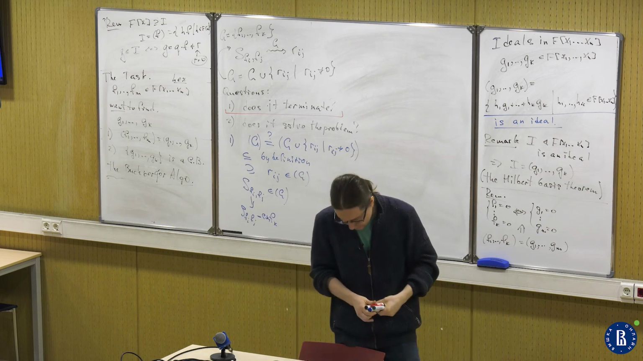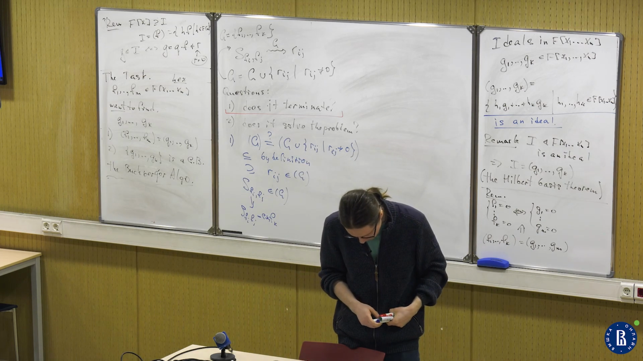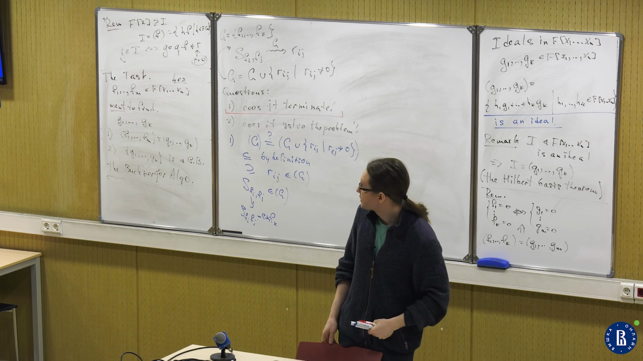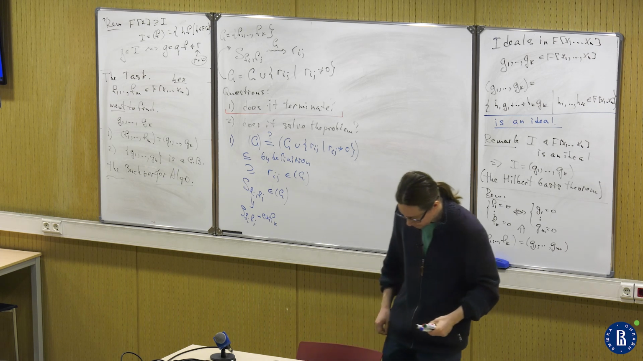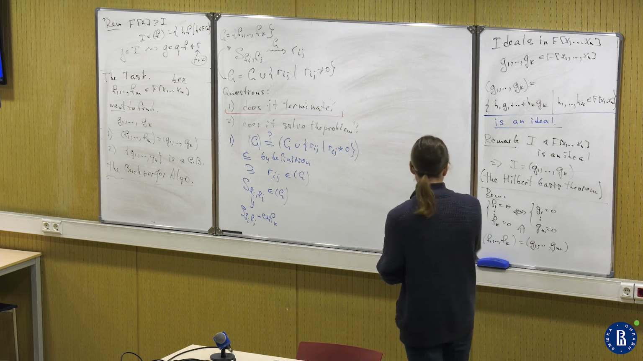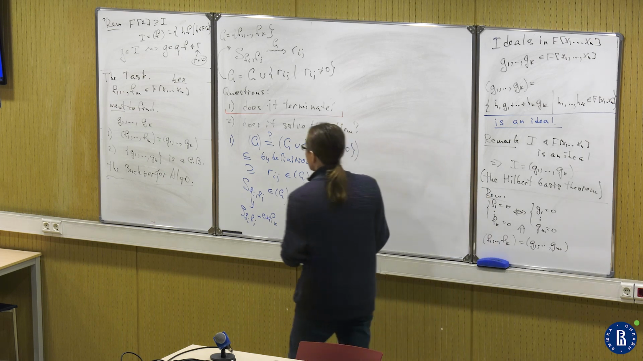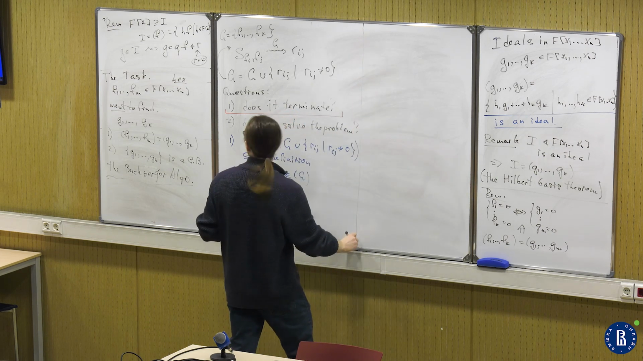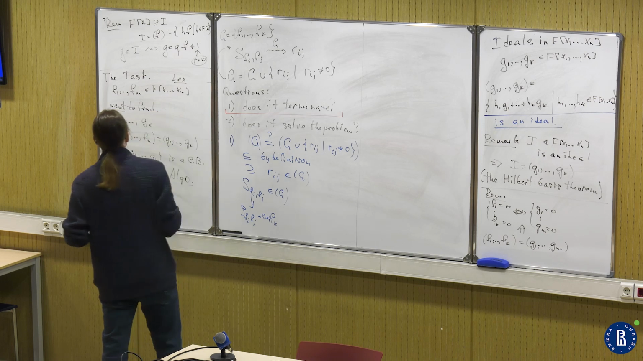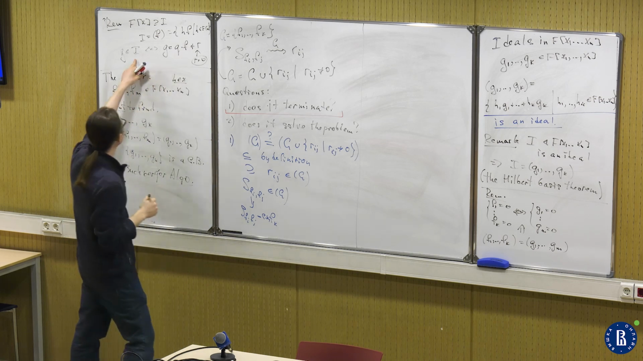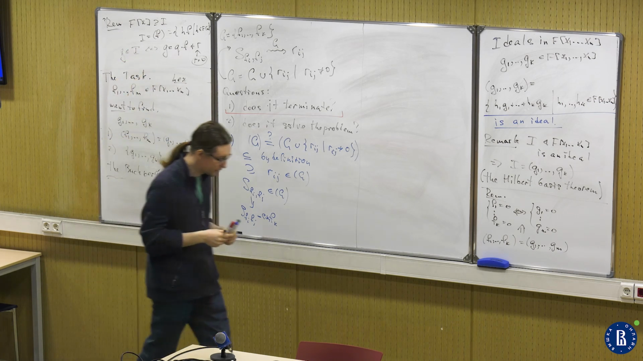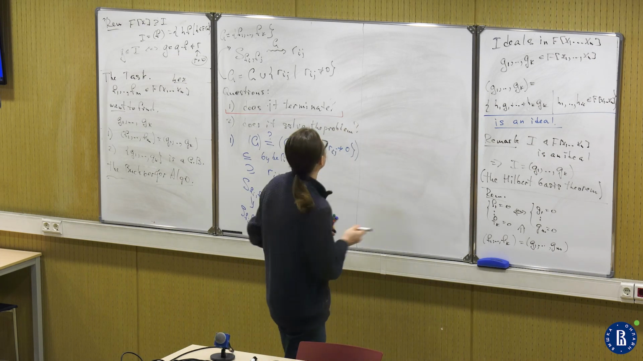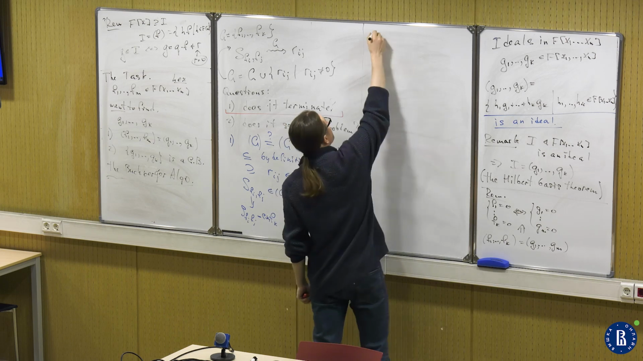OK, so this is the algorithm. Now, what should be next? Let me discuss several tasks related to this algorithm. So first of all, as I already mentioned here, the problem is how to check if something is inside of an ideal. It's called the membership problem. So let me explain how to solve the membership problem.